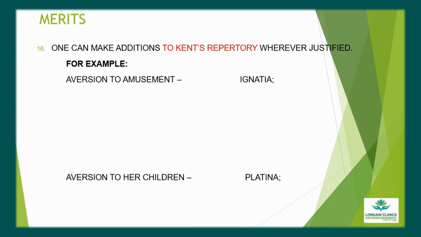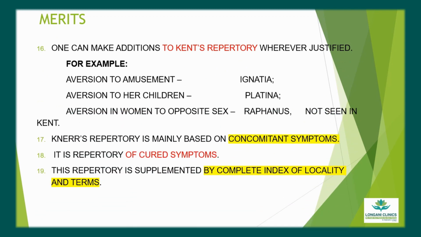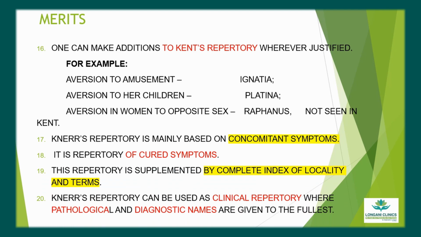One can make additions to Kent's repertory wherever justified. For example, aversion to amusement, Ignatia; aversion to her own children, Platina; aversion to woman, to opposite sex, Raphanus, not seen in Kent. Nayer's repertory is mainly based on concomitant symptoms. 18th one. It is a repertory of cured symptoms.